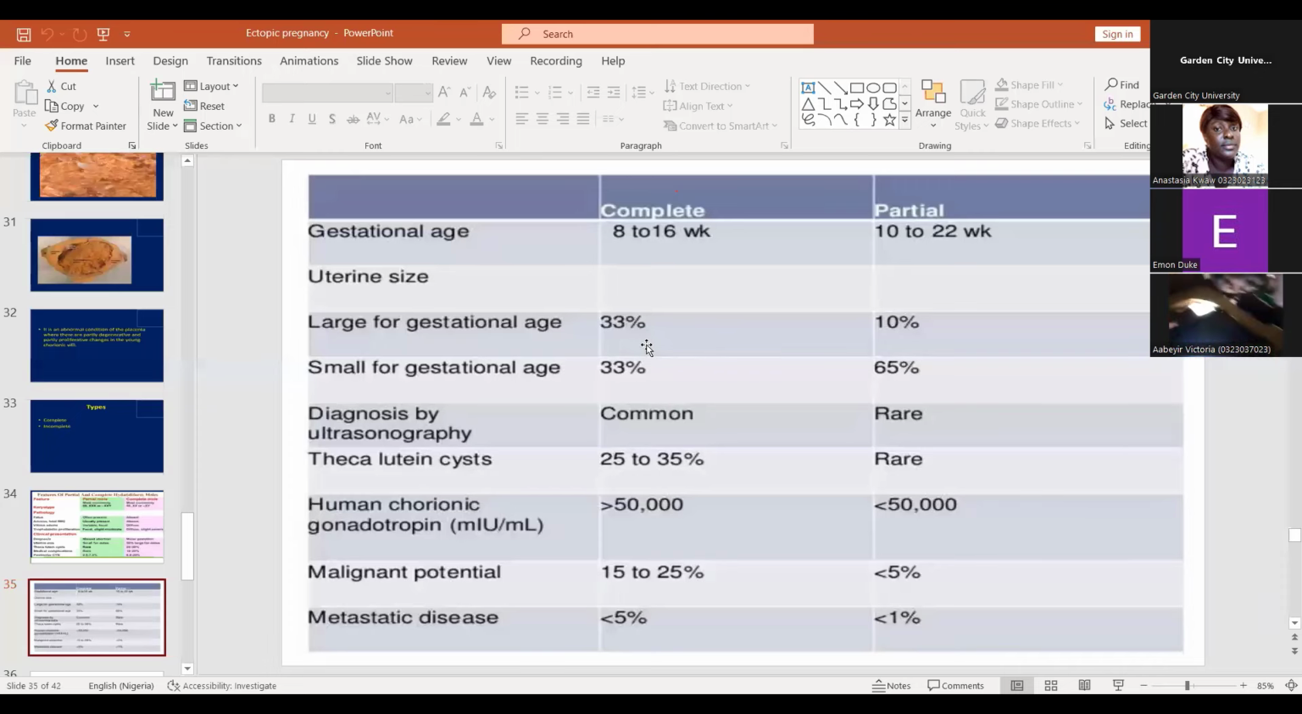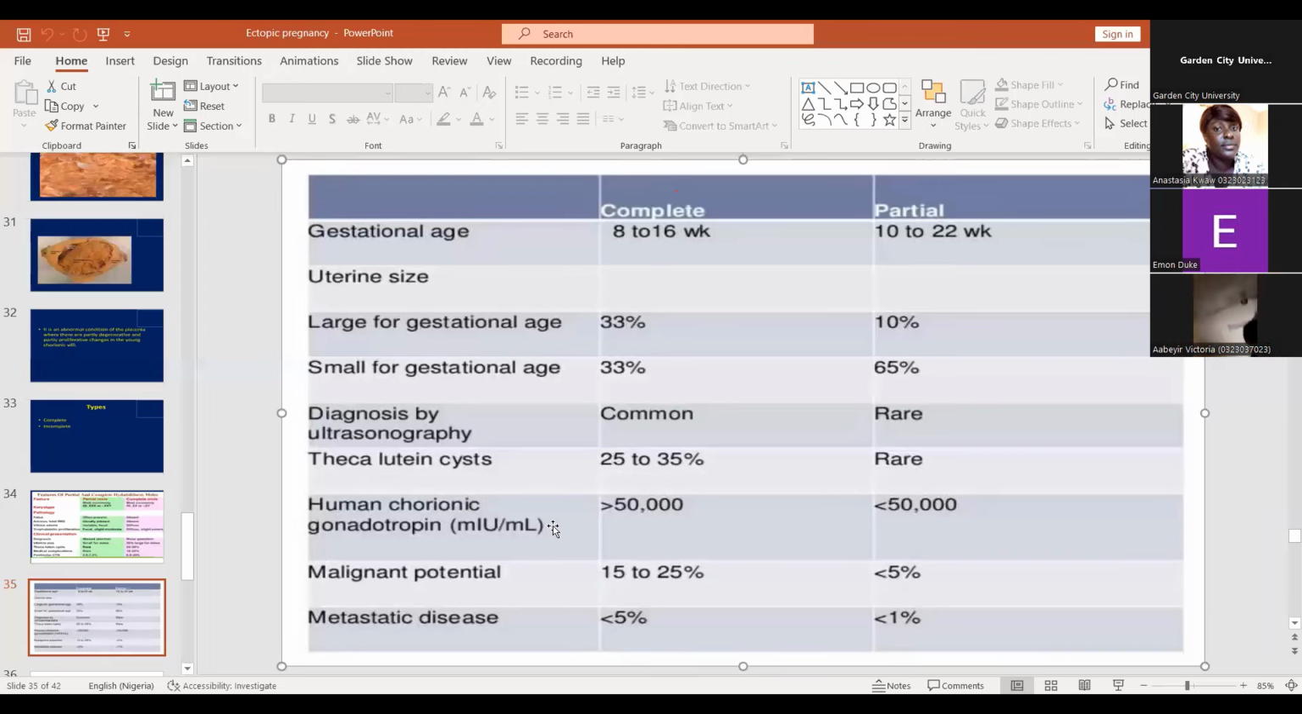And then the uterine size, large for gestational age is about 33%. The uterus just gets enlarged like that. It grows outrageously. Then for the partial it is 10%. While small for dates, again, 33%. And then 65%. Diagnosis by ultrasonography is very common. Once you bring the ultrasound, it will depict it immediately. But in the partial, you may not be able to depict it. While the theca-lutein cyst is present up to 35%, and it is rare. These are the features you come by when you are talking about hydatidiform mole.